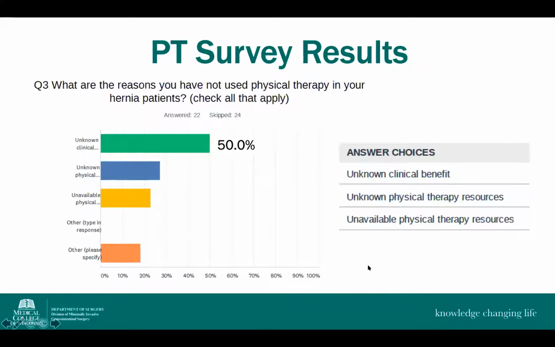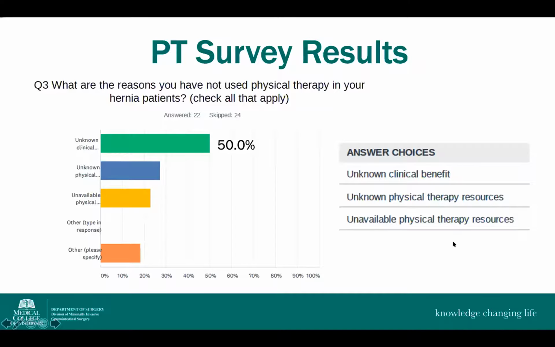So you saw that around 48% of respondents were not using physical therapy. About half of those who responded said there was an unknown clinical benefit, which is really quite interesting and kind of ties into what I was saying earlier about the paucity of literature about the benefits of PT and hernia repair. But unknown clinical benefit was overwhelmingly one of the major reasons. And the two other really interesting responses were unknown physical therapy resources or unavailable physical therapy resources.